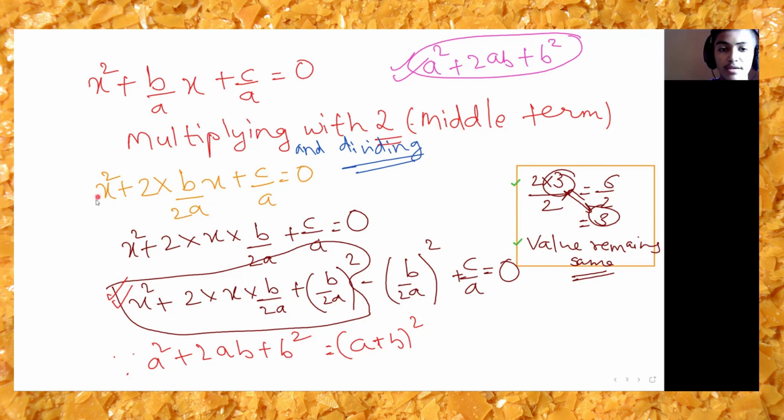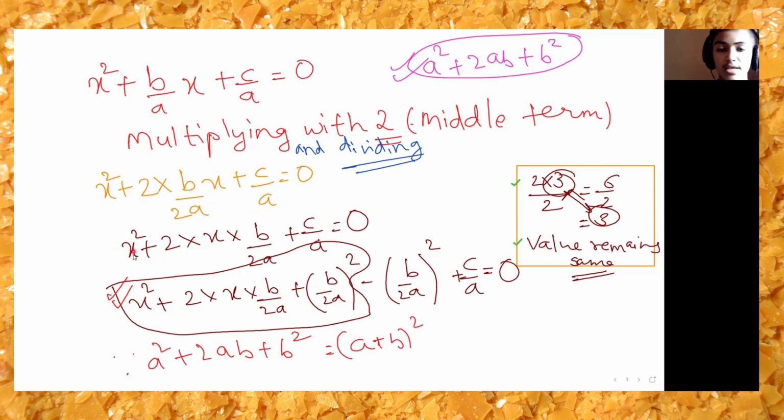So the a term is x. So x square plus 2 into x into b by 2a. Just I have interchanged. This term I have taken that side, this I have taken to this side. So 2 into x into b by 2a plus c by a is equal to 0. Now our two terms are completed.